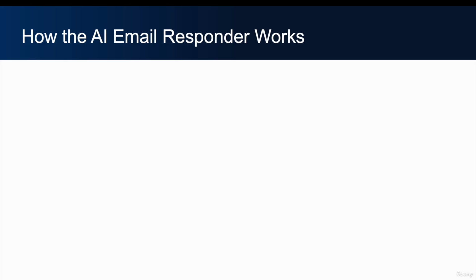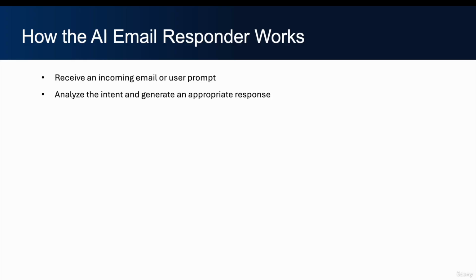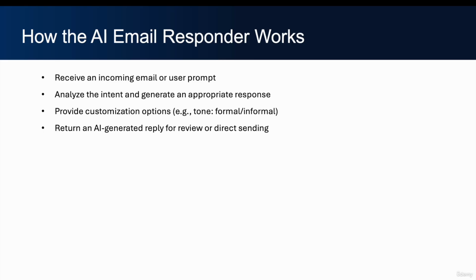Now, how the AI email responder works. The AI responder will receive an incoming email or user prompt, analyze the intent, and generate an appropriate response, and provide customization options. For example, the tone can be formal or informal depending on who you're sending it to. Then it returns an AI generated reply for review or direct sending.